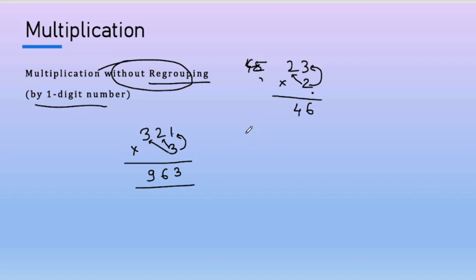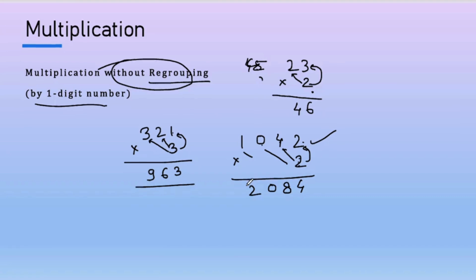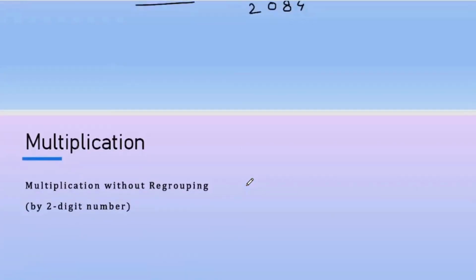Let's take one example of 4 digit number, because we are talking about a 4 digit here, that is in your syllabus. So let's talk about a 4 digit number multiplication by one digit. Okay, so this number is 1042 multiplied by 2. The same concept, first you multiply the ones place, then tens place, then 100, and then 1000. So first 2 multiplied by 2 is 4, 2 multiplied by 4 is 8, 2 multiplied by 0 is 0, and then 2 multiplied by 1 is 1. Yeah, so this is the concept of multiplication without regrouping by one digit number.